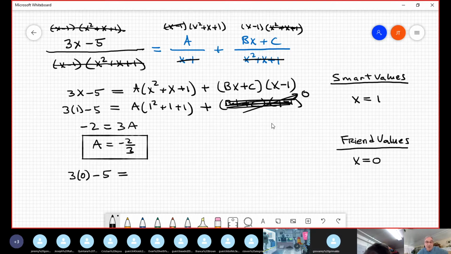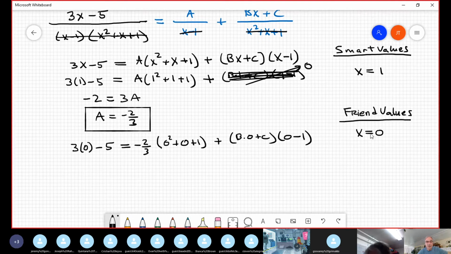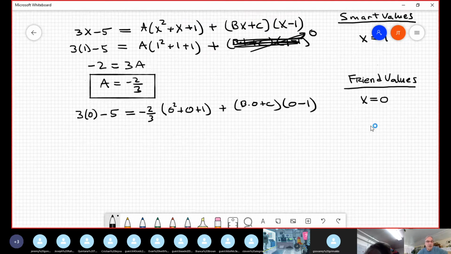Entonces, okay, I take advantage that I know that A is negative 2/3, from the substitution, because we computed it in the first part. Entonces, 0 square plus 0 plus 1, plus parenthesis B times 0 plus C, times 0 minus 1. Something like that, right? And on the left-hand side, we have -5, because 3 times 0 is 0, it's just -5. Here we have 1 times negative 2/3.